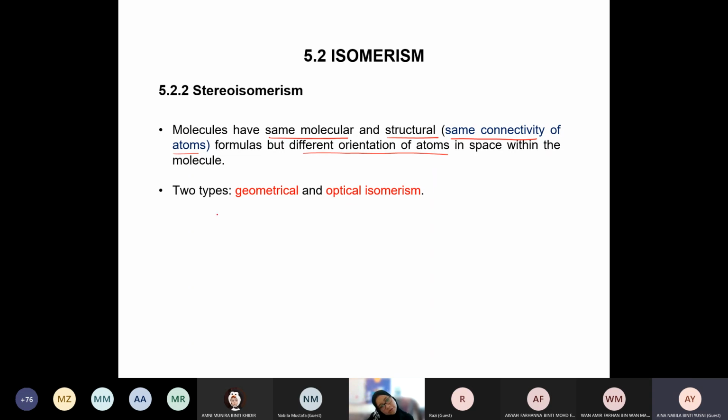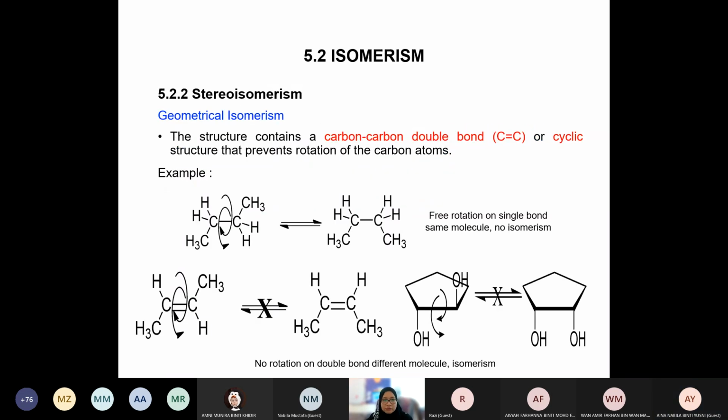There are two types of stereoisomerism. One is known as geometrical, the other is known as optical isomerism. We are going to cover both of them. Moving on, we are going to go for geometrical isomerism first. The structure contains a carbon-carbon double bond, C double bond C, or a cyclic structure that prevents rotation of the carbon atoms.